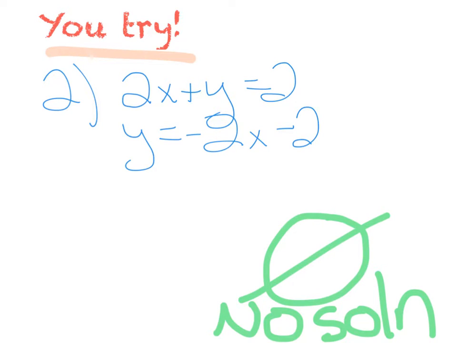If you got parallel lines, that is what was supposed to happen. Remember, if you end up with parallel lines, they are never going to intersect. So your solution is actually no solution.